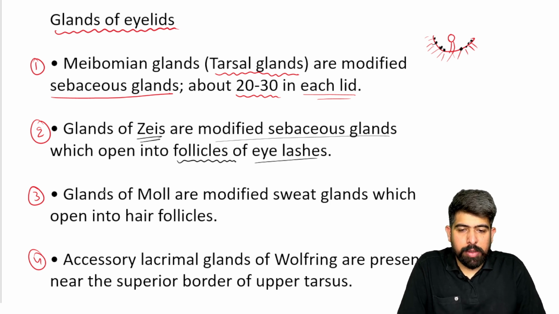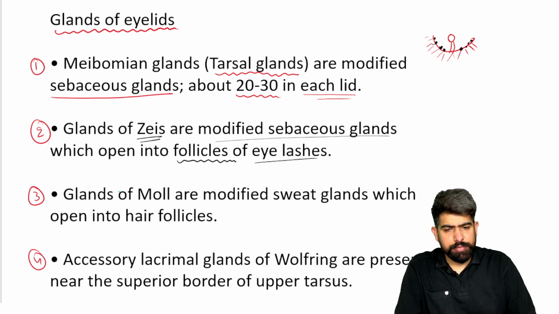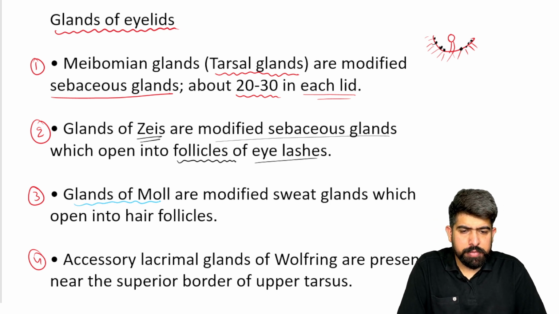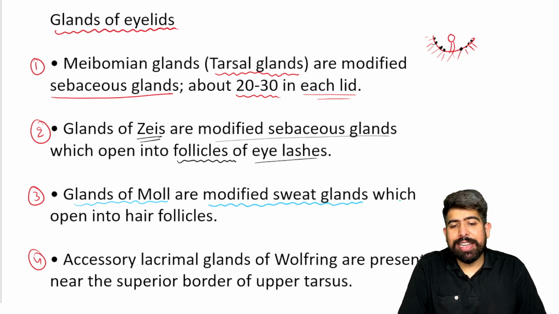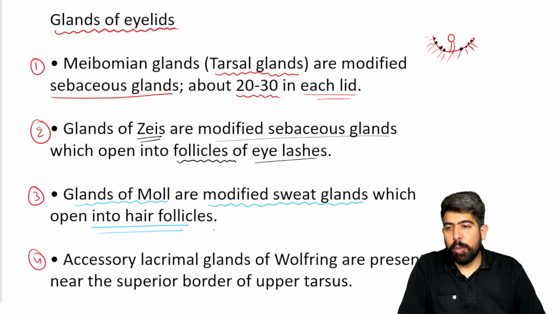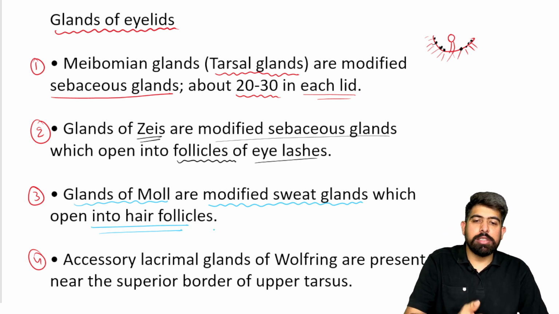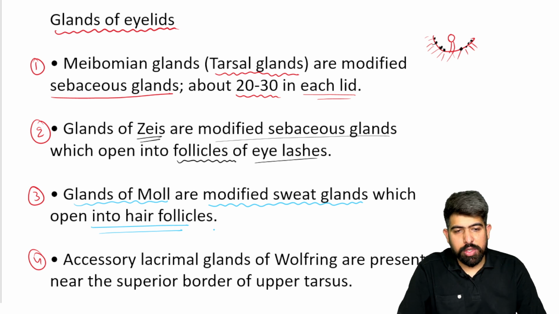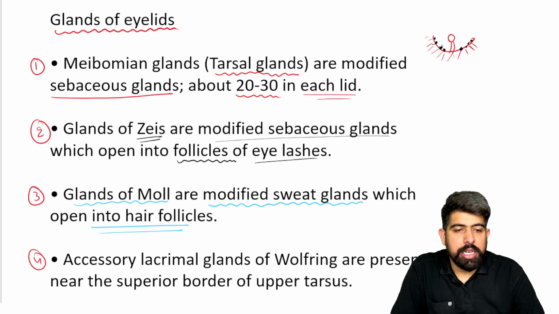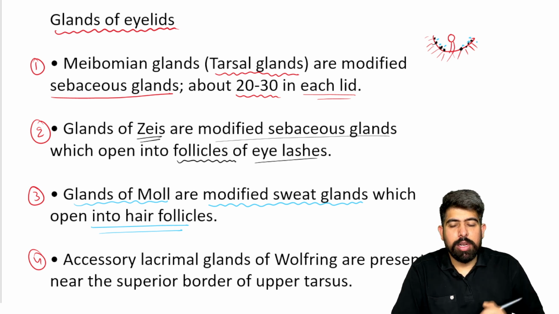The next, we have to talk about the gland of Moll, and if I'm using a different color, the gland of Moll is a modified sweat gland, right? It is your modified sweat gland, which opens into the hair follicle. So the duct opens at the lid margin, for the meibomian gland also, for the gland of Zeis also, gland of Moll also. So all are opening at the lid margin only. If I'm talking about its situation, it is situated in between the eyelashes. So this is the location of your gland of Moll.